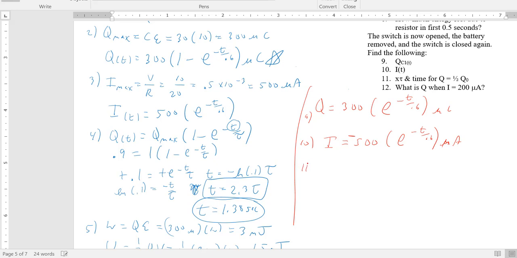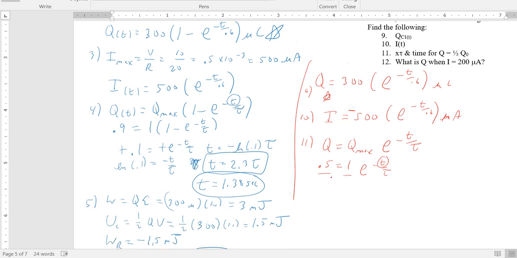Then number 11 says how many time constants for the capacitor to be half discharged. So I'm going to use equation 9, but I'm going to call this Q, and I'm going to call the 300 Q max, and then e to the negative t, and I'm going to leave the 0.6. We're going to call that tau. So we want to find how many time constants that is. We want the charge to be half of the total, so this is half of that: e to the negative t over tau, and now you're solving for t in terms of tau.